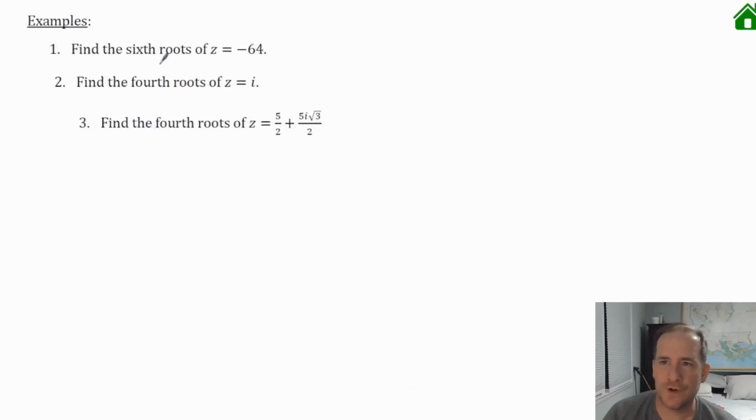So I'm trying to find an example. The 6th root of negative 64 looks boring, but the 4th root of that thing looks intriguing, so let's do that. So how do you find the roots?